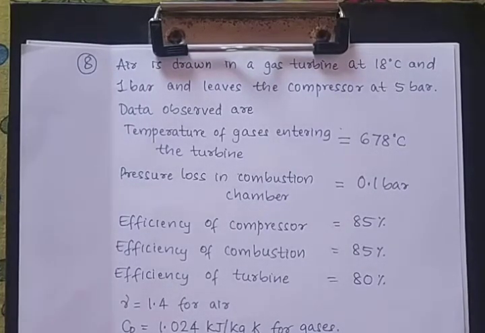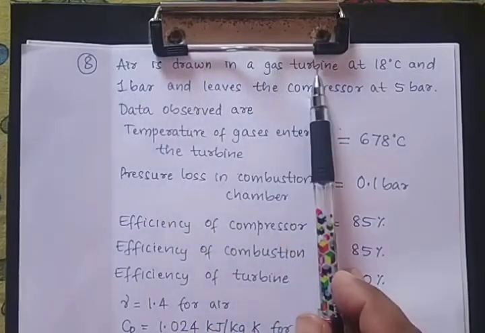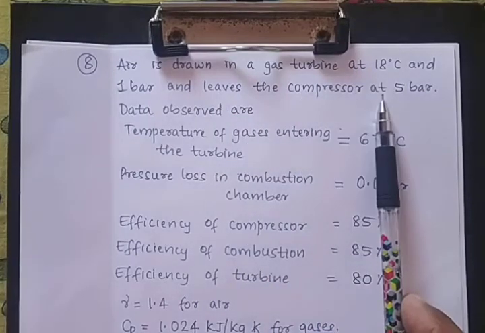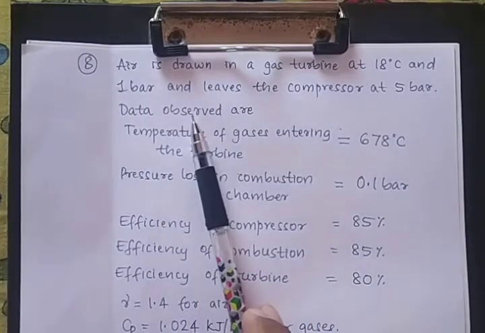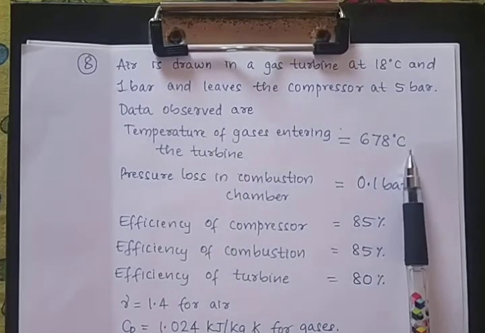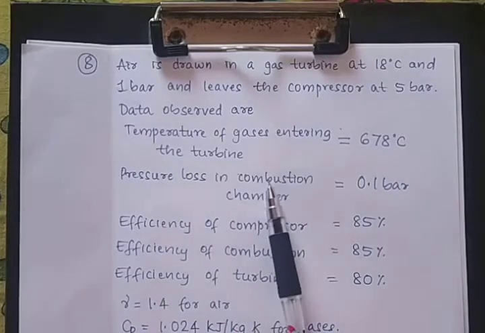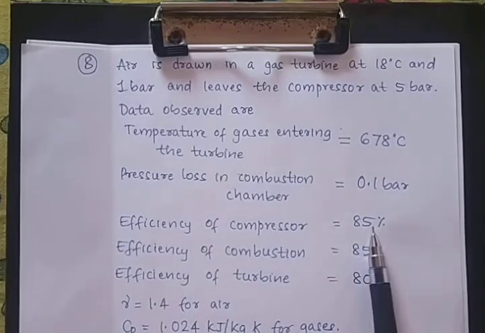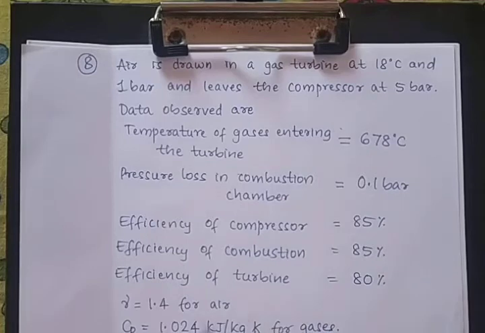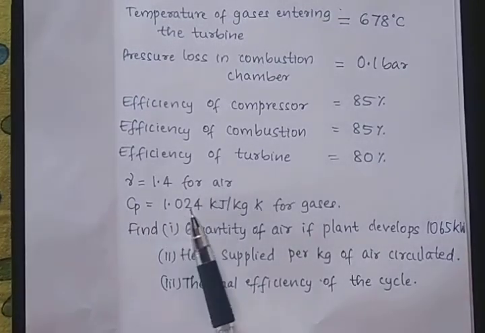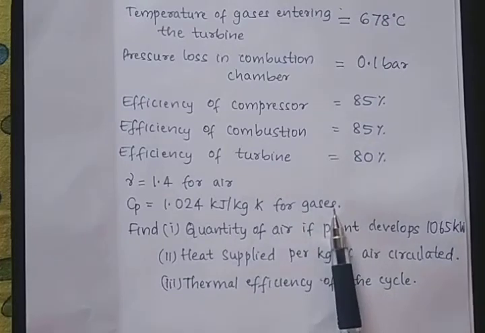So I'll read the problem again. Air is drawn in a gas turbine at 18 degrees centigrade and 1 bar and leaves the compressor at 5 bar. Data observed are temperature of gases entering the turbine 678 degrees centigrade, pressure loss in combustion chamber 0.1 bar, efficiency of compressor 85%, efficiency of combustion 85%, efficiency of the turbine 80%, gamma 1.4 for air, Cp 1.024 kilojoules per kg Kelvin for gases.